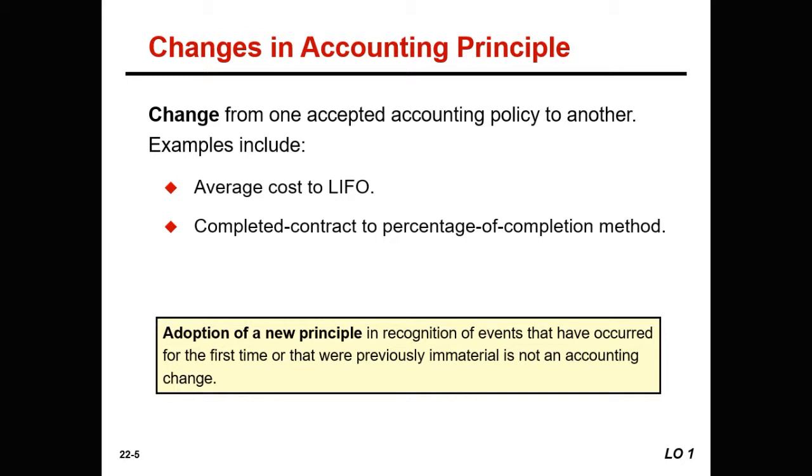Changes from one generally accepted accounting principle to another are defined as a change in accounting principle. A company wishing to change from one principle to another must disclose the nature of and the reasons for the change in the principle and the explanation of why the newly adopted accounting principle is preferable. So yes, you can make changes. You have to be able to justify it.